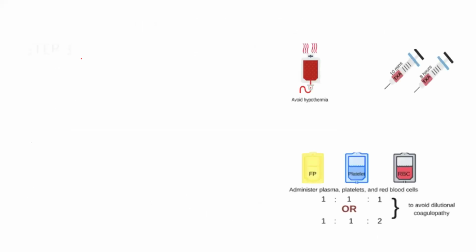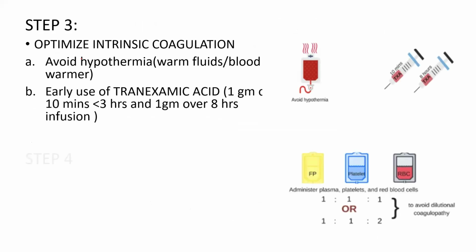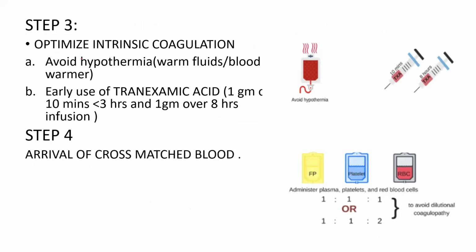So, what are you thinking of in step 3? You have to prevent any coagulopathy from occurring. Better to give tranexamic acid as early as possible. I told you earlier, I'm repeating it multiple times so that it gets engraved. 1 gram within 10 minutes, 1 gram over 8 hours. Okay, avoid cold fluids, that is necessary.